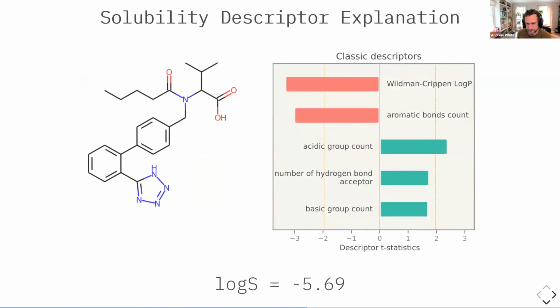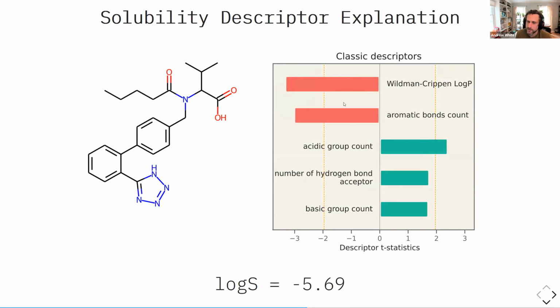So here are some examples from this method. I have a molecule for which I'm trying to predict solubility. Then on the right side, I'm showing you which human interpretable concepts, or descriptors, are important. The length of the bar shows how important it is, and the direction is whether it makes the solubility go up or down. So it turns out that hydrophobicity is the most important predictor for solubility, which is very reasonable.